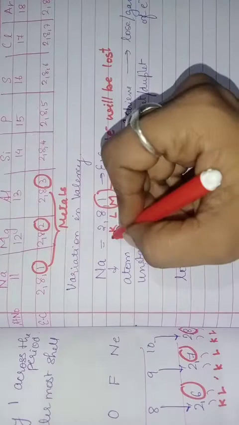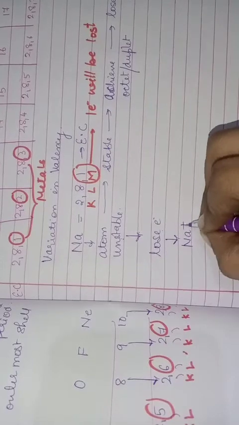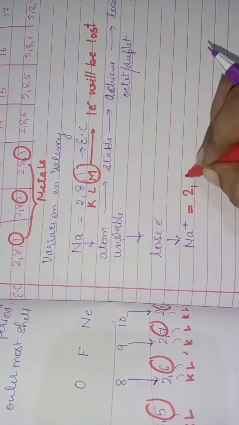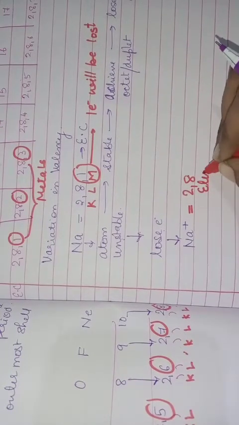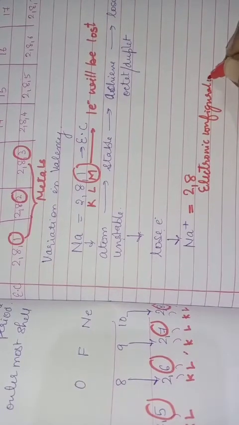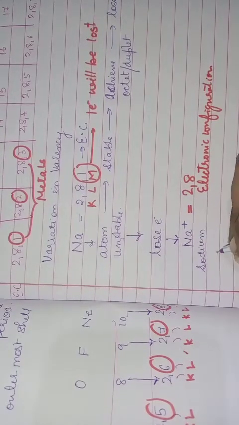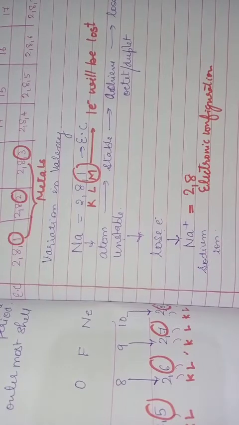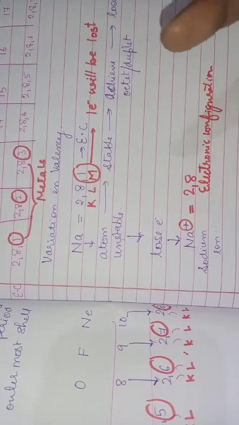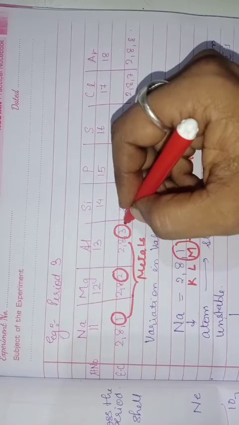After the loss of this 1 electron, the sodium has a positive charge, and now the new electronic configuration of this ion is 2,8. Now this is the sodium ion, and it is stable. So I can say the valency of sodium is +1. Yes or no? Because it has lost 1 electron. So the valency of sodium is +1. Magnesium valency is +2. Aluminium valency is +3.